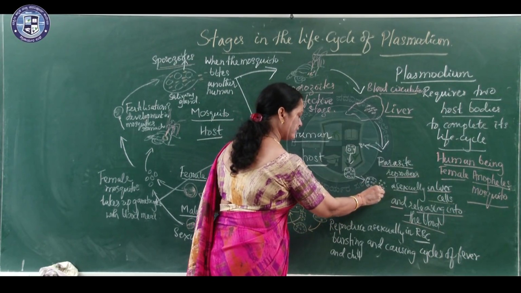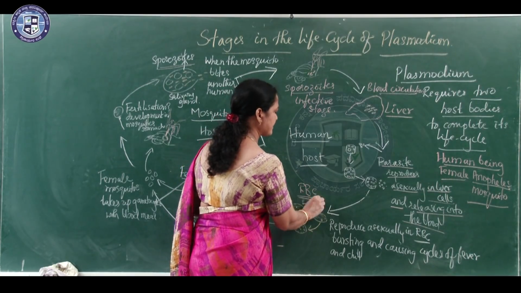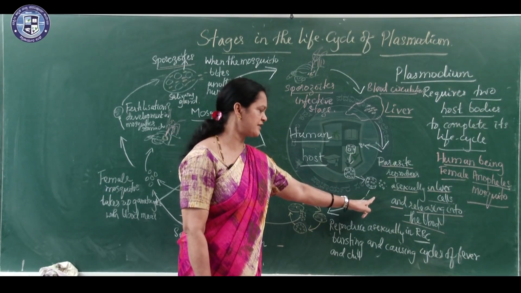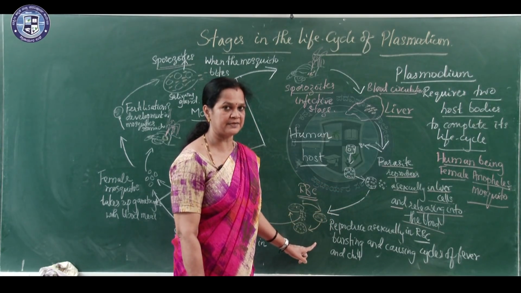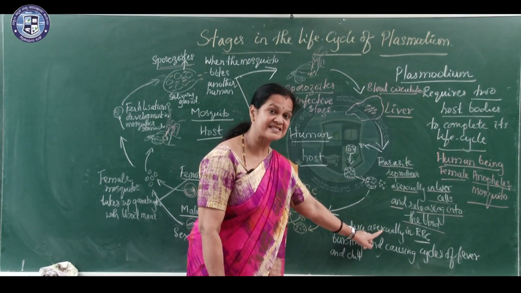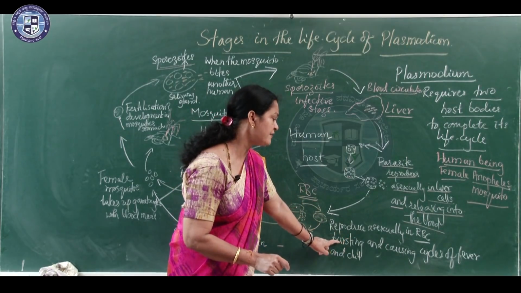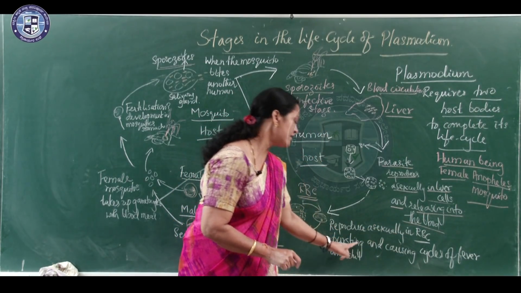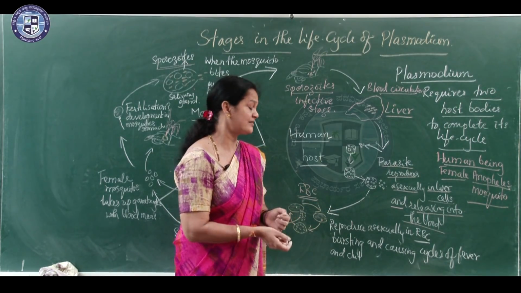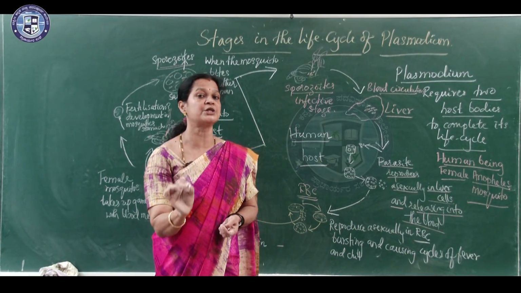And this infects the RBC, red blood cells. The released parasitic stage infects the red blood cells. And here in the red blood cell, they reproduce asexually. Here also asexual reproduction. They reproduce asexually in the RBC, and then burst the RBC and release the content. So, what content do they release? See, bursting and causing cycles of fever and chill.